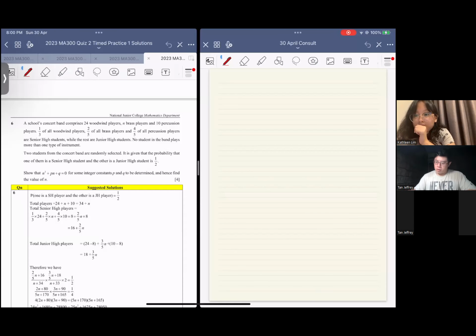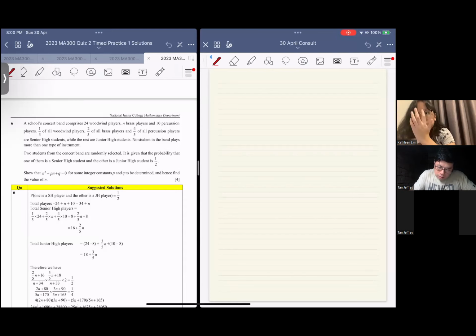Okay, 24 woodwind players. Then after that, what happened? One third of the woodwind players are senior high, while the rest are junior high students. No student in the band plays more than one instrument. So two students from the cohort are randomly chosen. The probability that one of them is a senior high student and one of them is a junior high student is half.